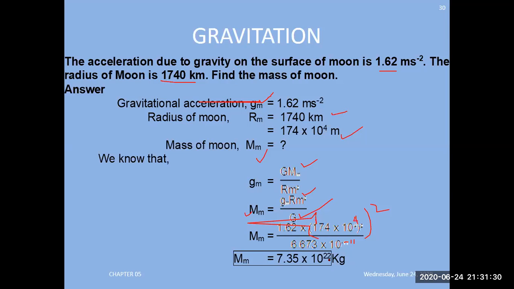If anyone asks you how you will calculate the mass of any planet, Earth, Moon, or any other planet, it becomes easier to apply by knowing the value of gravitational acceleration at the surface and the radius of that object, and you can calculate the mass.